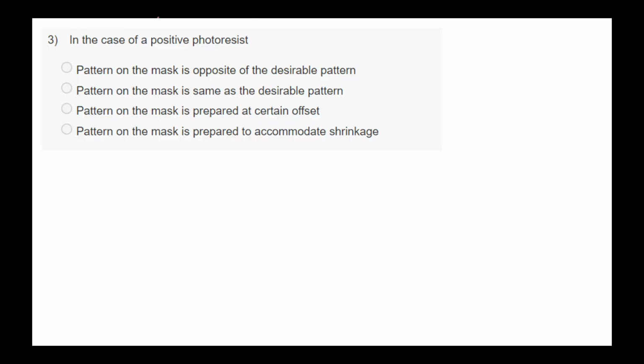Then the next question is: in case of positive photoresist, is the pattern on the mask opposite of the desirable pattern, the same as desirable, or prepared with a certain offset to accommodate shrinkage? The pattern in positive photoresist is the same as the desirable pattern. So this will be the right answer, as I have discussed: in positive resist, the pattern on the mask will be the same as what we want in the end. But in case of negative photoresist, it would be opposite of the desirable pattern.